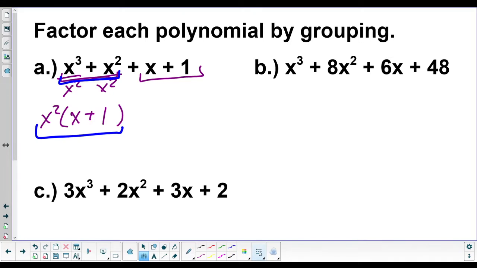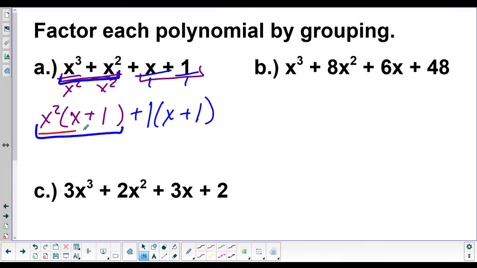Okay. Now, we look at x plus 1. What do they have in common? Well, nothing. So what we're going to put, because they don't have anything in common, is just 1. So plus 1. And then if I divide by 1, x divided by 1 is x. 1 divided by 1 is 1. And that's factored.